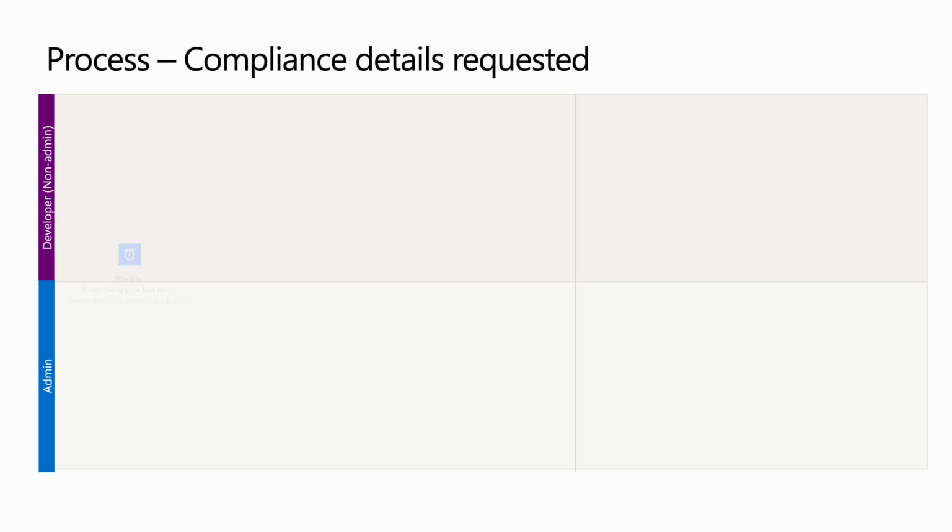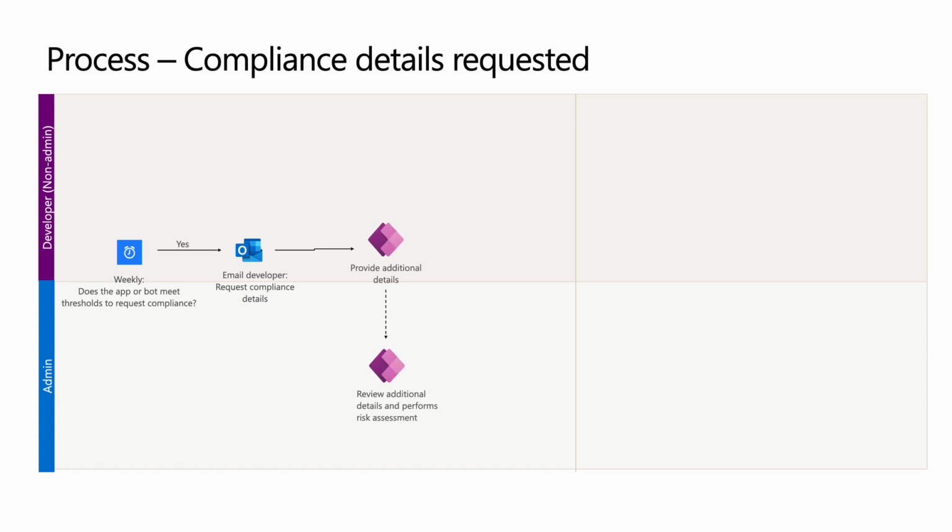Right, let's briefly recap the process. So there's a weekly process that checks if apps or bots meet the thresholds to request compliance, such as being shared with more than 20 users or being launched more than 50 times. If yes, makers are prompted to provide additional compliance details via an email, and they're then providing those details in the Developer Compliance Center. An admin uses the Power Platform admin view to review those details and perform a risk assessment. If they approve those details, the process ends there. They can also choose to reject the details and re-request those details, putting the application back into that flow.